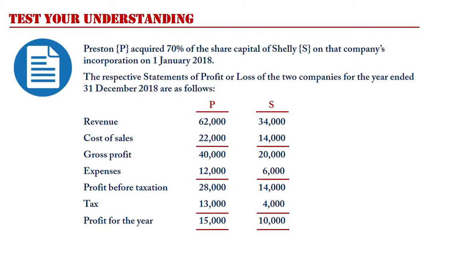Preston P acquired 70% of the share capital of Shelley S on that company's incorporation on 1st January 2018. Now, the respective statement of profit or loss of the two companies for the year ended 31st December 2018 are as follows. So we have revenue for both P and S, cost of sales, gross profit, expenses, profit before taxation, tax, profit for the year.